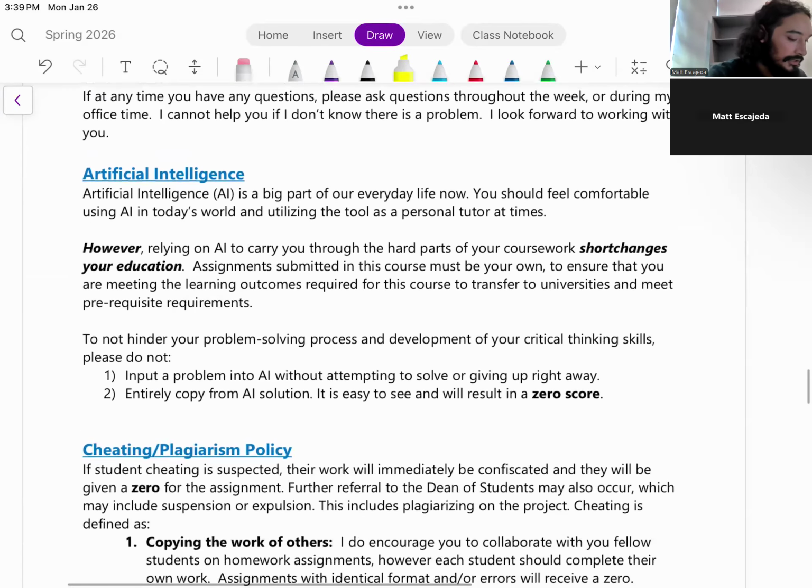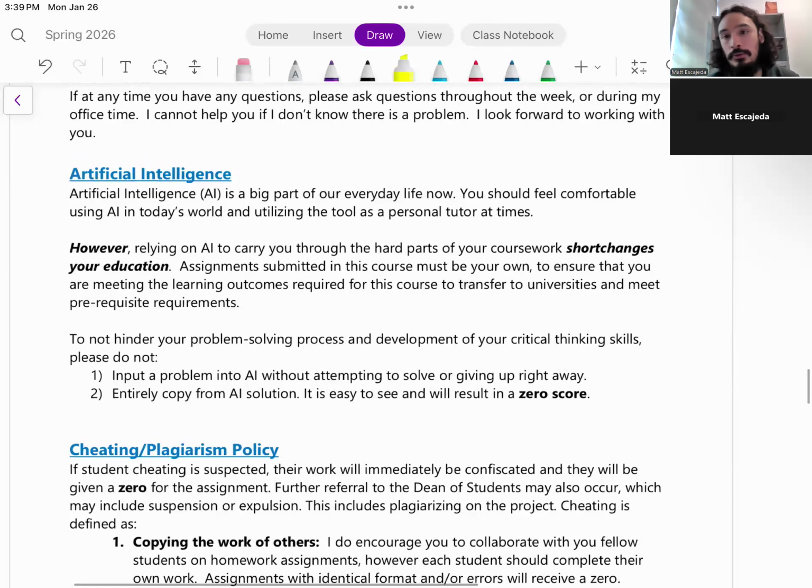Artificial intelligence. Hey, it's 2026. People use AI. You Google something, it's an AI response. So you've got to feel comfortable doing it somehow. But in math, it's such a hard thing because sometimes you want to just throw it in ChatGPT right away. But that's not okay. It shortchanges your education.